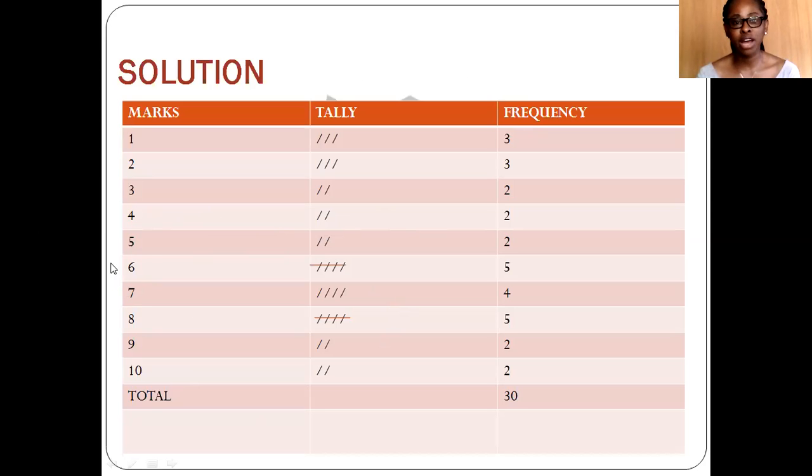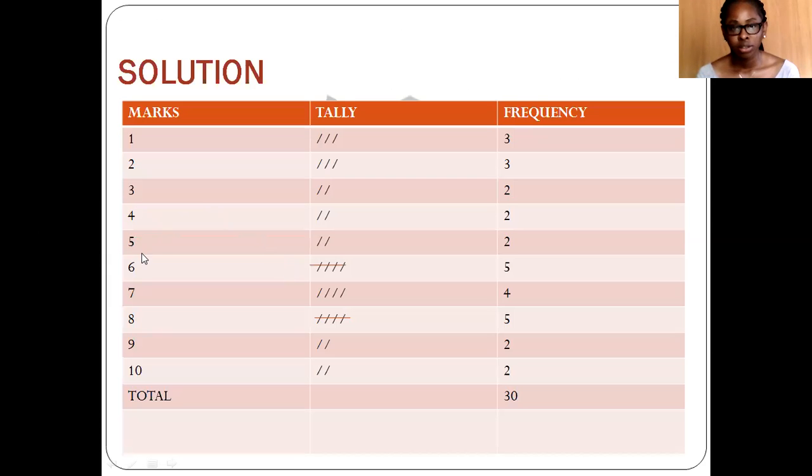The same as well as we go to 5. Let's go for 5. How many students scored 5 marks? We have 1 and 2. 2 students. You go to the tally, you put 2 strokes and 2 here at the frequency.